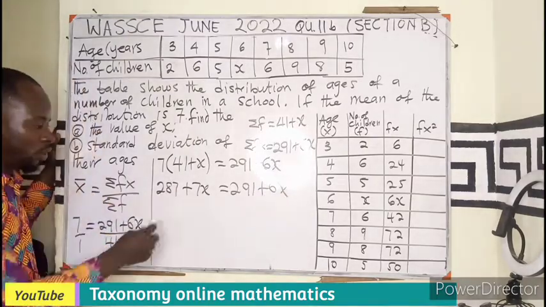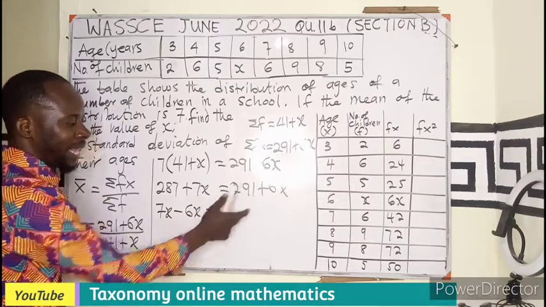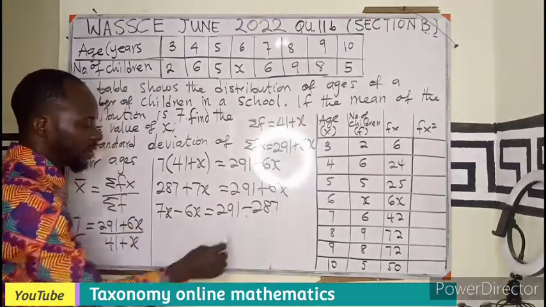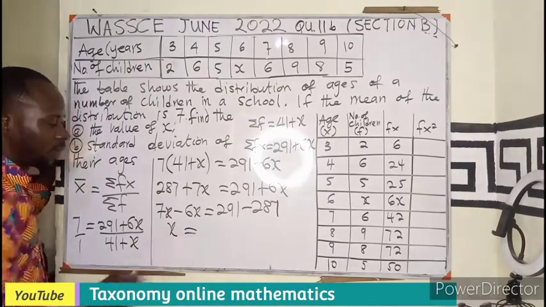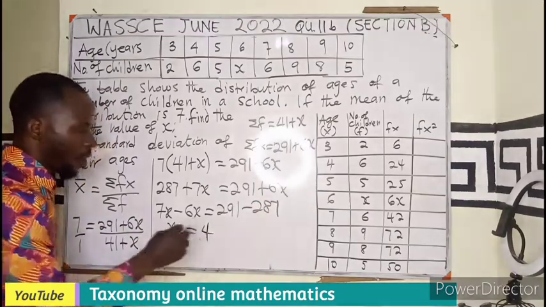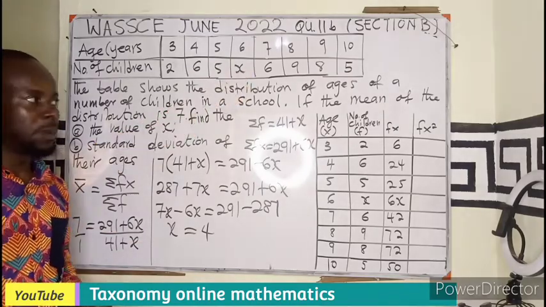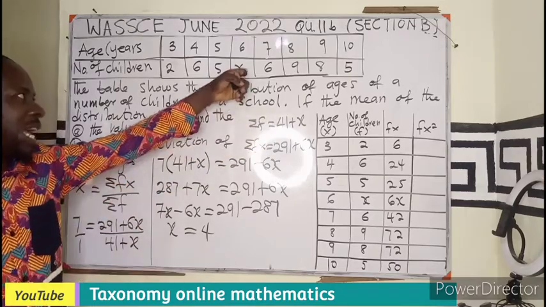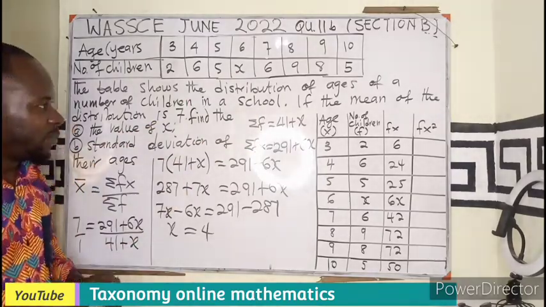So 6x will come over to have 7x minus 6x equals maintaining our 291, then minus 287. We know that this will just give us x. So our x is going to be equal to 291 minus 287, which is 4. Meaning the value of x in this is 4. Using the mean, we can find the unknown variable in the frequency. And I believe you follow the steps as they are being done.